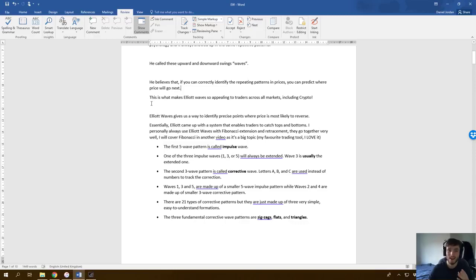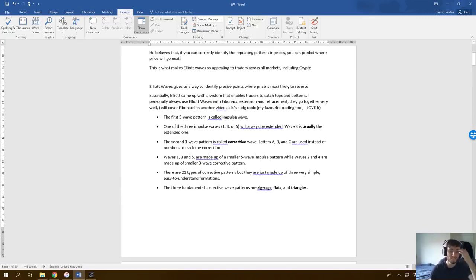So interesting, though. This is what makes Elliott waves so appealing to traders across all markets, including cryptocurrency, forex, stocks, commodities, everything where you can have a chart is a brilliant place to be using Elliott waves because of the psychology around traders. It's included in all markets.